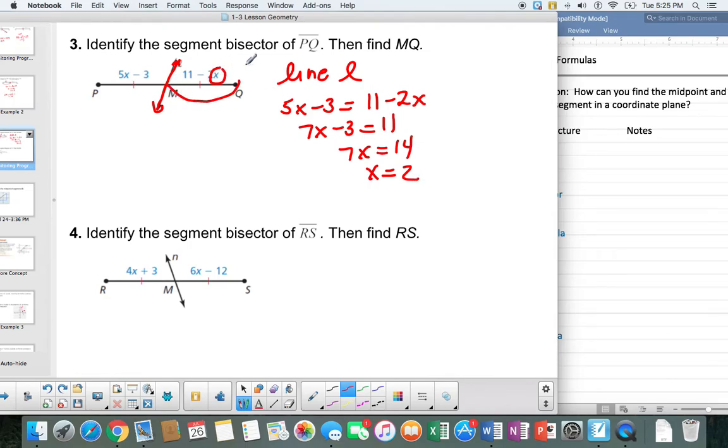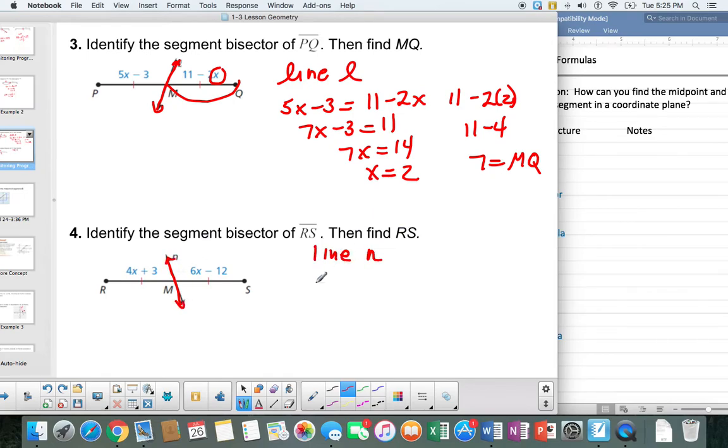I'm going to put 2 into there. So 11, take away 2 times 2, and the answer is going to be 11 minus 4, which is going to be 7. And that'll be the length of MQ. Identify the segment bisector. This is the segment bisector. It's going through the midpoint. The answer is line N.